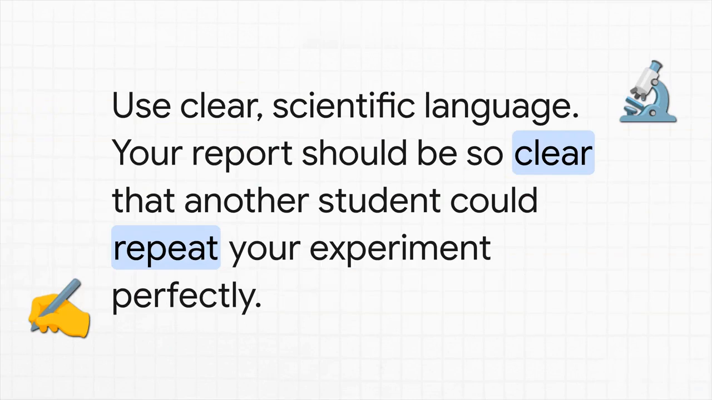Here's the goal you should aim for with your methods section. It needs to be so clear and so detailed that another student could read it and repeat your experiment perfectly without ever talking to you. That right there is the gold standard in scientific writing.